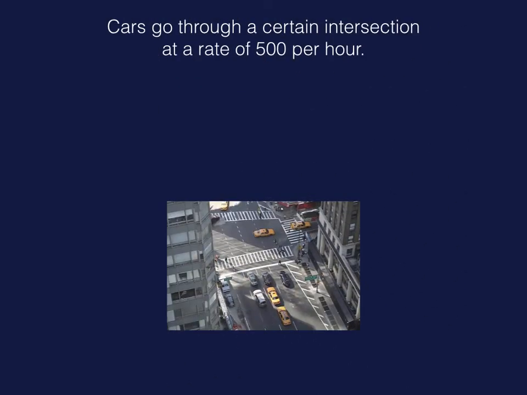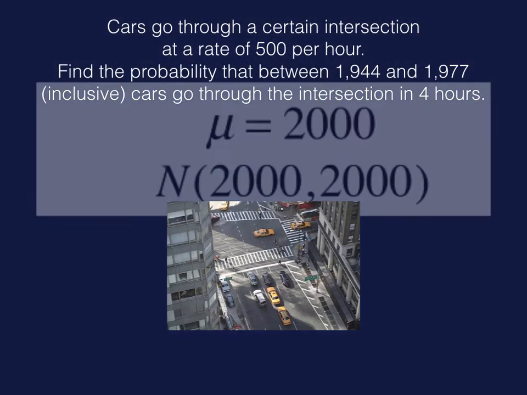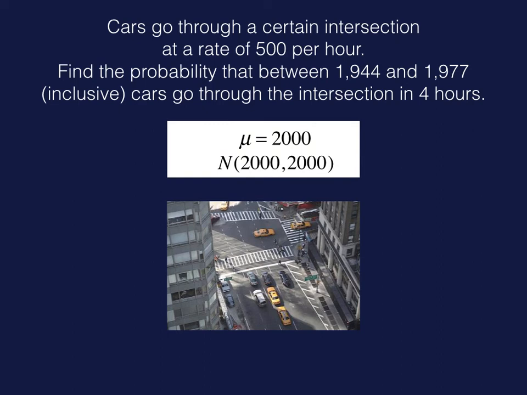So we have cars going through an intersection at a rate of 500 per hour. I want the probability that between 1,944 and 1,977 inclusive, so that means or equal to, cars go through the intersection in 4 hours. Okay, so first of all, thinking about the 4 hours, at the rate given in 4 hours, we'd expect 2,000 cars. So that's the mean and the variance of the normal distribution.